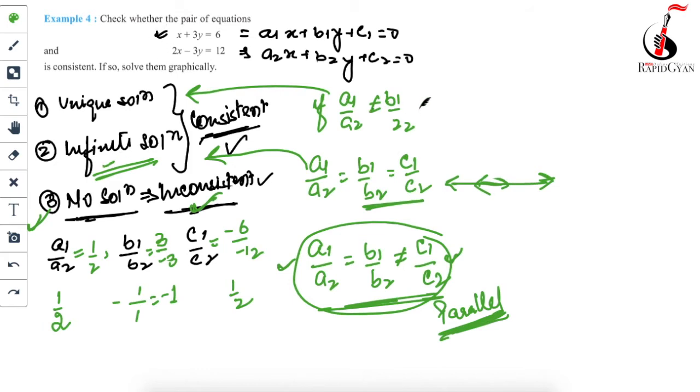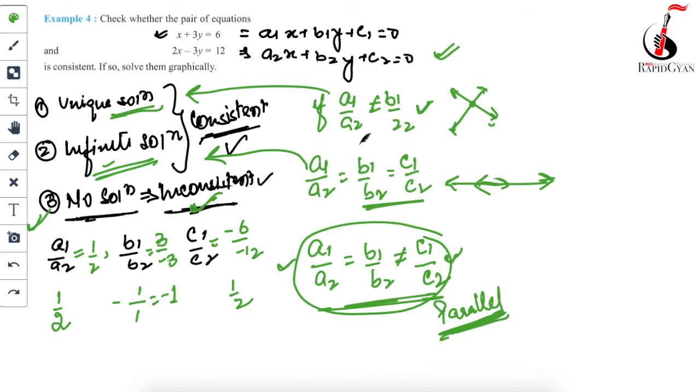Okay, and in this case it's very simple, both the lines will intersect each other. So this is the case of having a unique solution. And what will be that solution? The point of intersection of those two lines, meaning the coordinates of the point of intersection of these two lines, is your solution. That's your value of x and y.